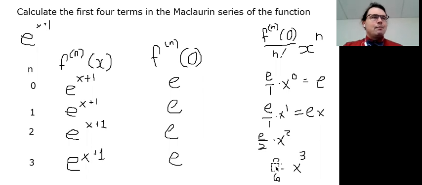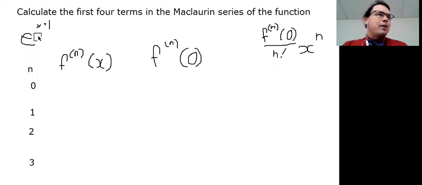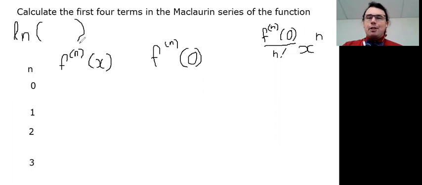Let's keep going. So I'll pick a different function here. I'll calculate successive derivatives, and I'll see what I get for my Maclaurin series. I'm going to look now at the natural logarithm function. One thing I need to be careful about is that Maclaurin series are always centered at x equals 0, meaning that I need to evaluate my function and its derivatives at x equals 0.